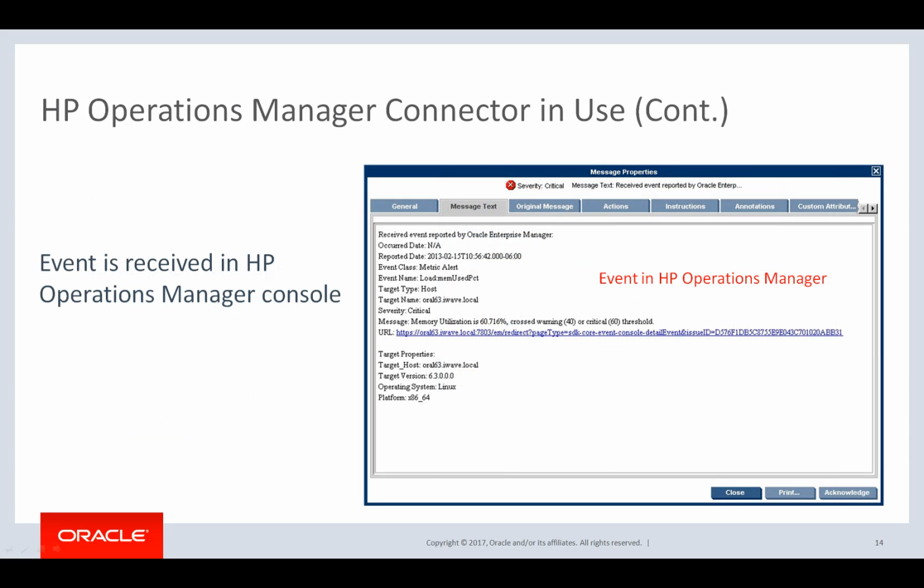On the receiving end, once HP Operations Manager has received the event, it will have an event record which is viewable from its console. Notice that the event details are identical, including the reported date, event class, event name, and target type, as all of this information has been forwarded as is from EM. If we click on the URL, it will bring us to Enterprise Manager's Event Details page.